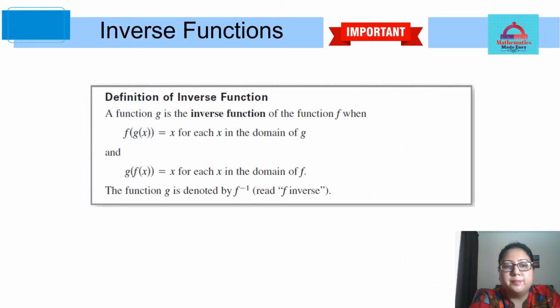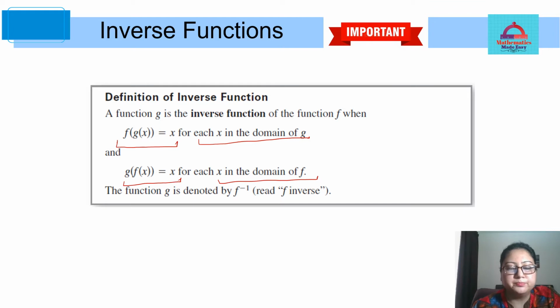Now we come upon the definition of an inverse function. Let me define it for you. A function g is the inverse function of the function f when f of g of x is equal to x for each x in the domain of g. This is very important. And similarly, g of f of x is going to be x for each x in the domain of f.